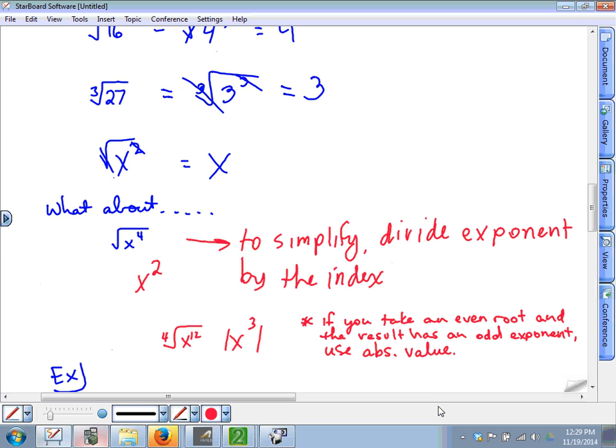That would be x to the fourth, right? Do we need absolute values on that one? It didn't come out with an odd exponent. Even though we took the even root, it didn't come out with an odd exponent, right?